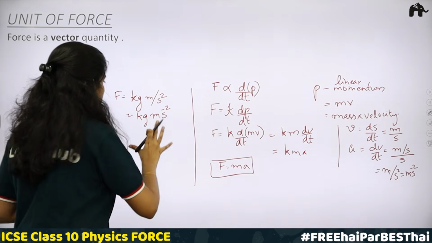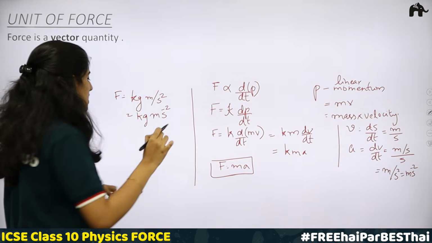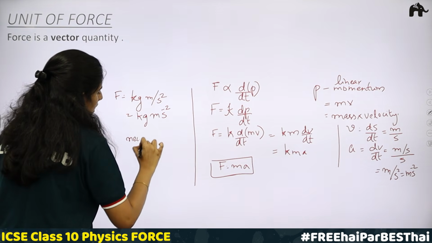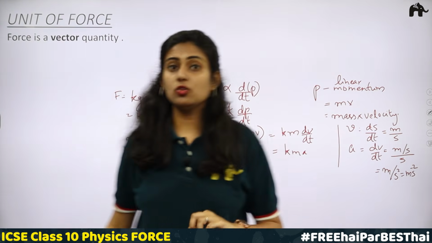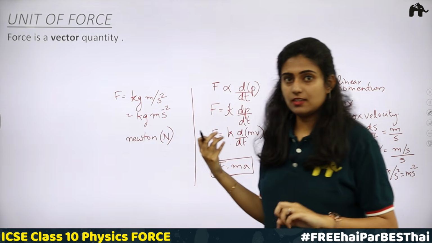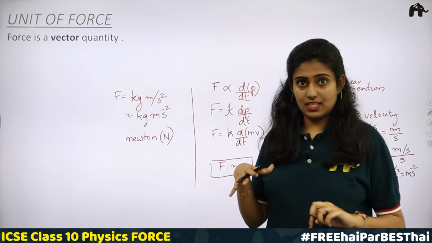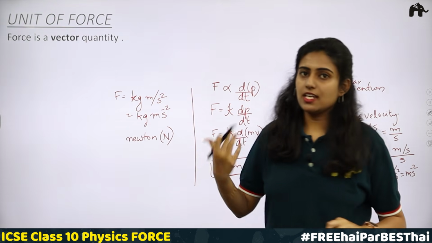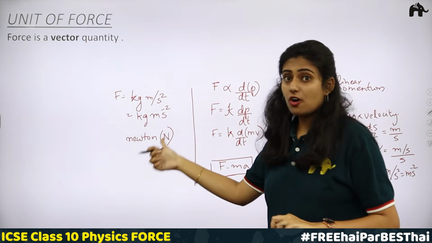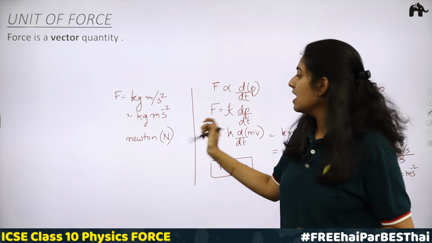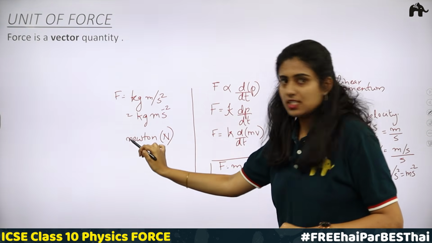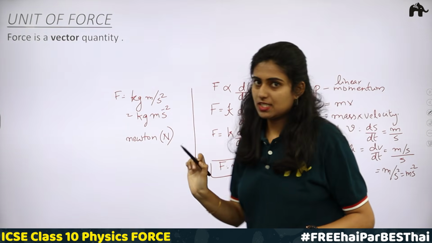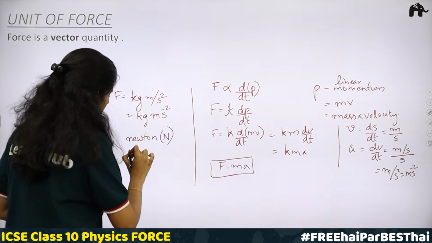But we have accepted another unit for force, which is Newton. Newton is the unit of force. We know the unit of energy is joules, which is derived from a scientist's name. Similarly, from Sir Isaac Newton's name, we have a unit for force, which is Newton, represented as capital N. Now remember one thing, while writing the unit name, you should never use a capital letter N at the start.